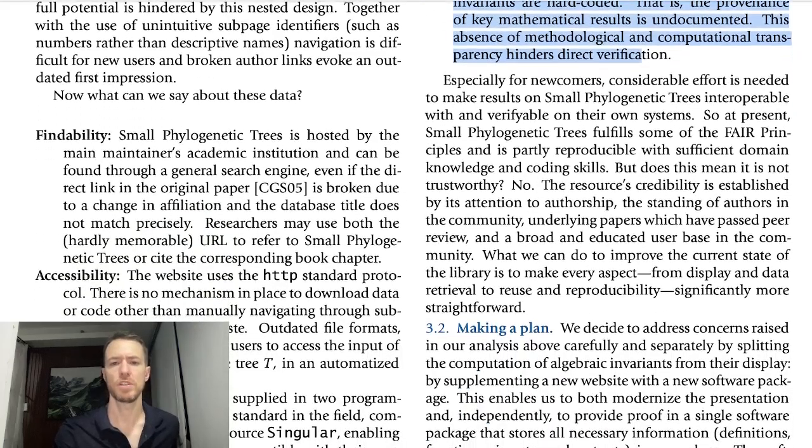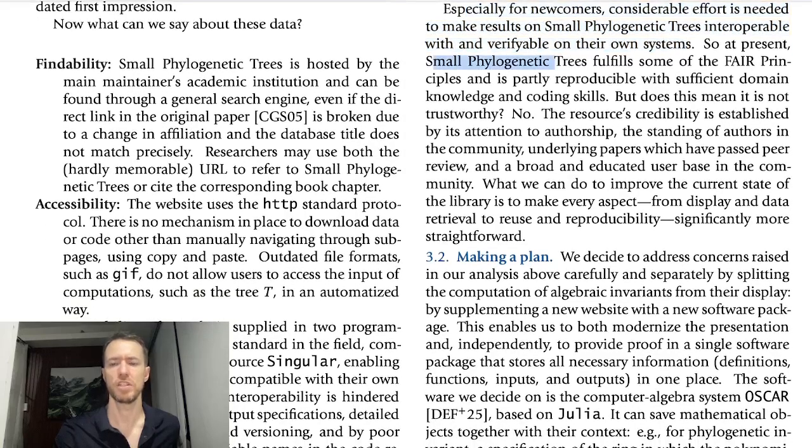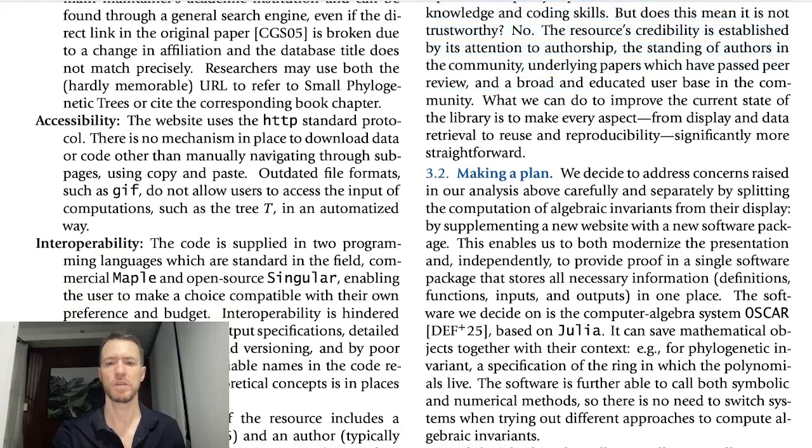Especially for newcomers, considerable effort is needed to make results on small phylogenetic trees interoperable with and verifiable on their own systems. So at present, small phylogenetic trees fulfills some of the FAIR principles and is partly reproducible with sufficient domain knowledge and coding skills. But does this mean it is not trustworthy? No. The resource's credibility is established by its attention to authorship, the standing of authors in the community, underlying papers which have passed peer review, and a broad and educated user base in the community.